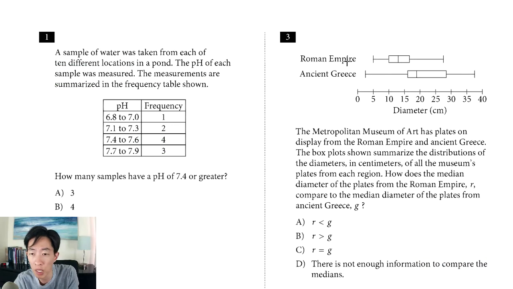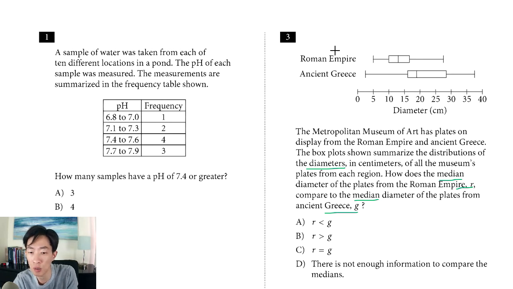Question 3, we have a box and whisker plot. It says the Metropolitan Museum of Art has plates on display from the Roman Empire and ancient Greece. The box plots shown summarize the distributions of the diameters in centimeters of all the museum's plates from each region. That's the two regions. How does the median diameter of the plates from the Roman Empire R compare to the median diameter of the plates from ancient Greece? This is very straightforward. It's number 3.